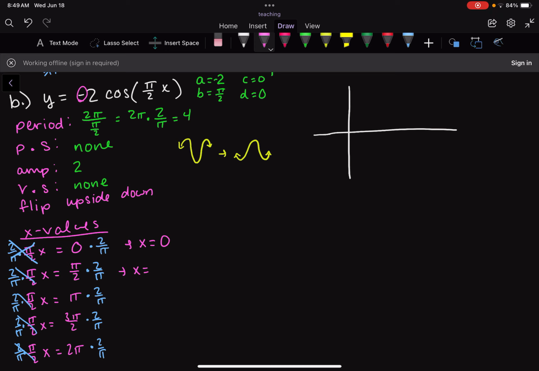This next one is going to cancel out to 1. Next, I get 2. Next, I get 3. And lastly, I get 4. And I know this one might look weird to you, but it's fine. So we've got 0, 1, 2, 3, 4 as my x values. Now I'll go and do my y values.